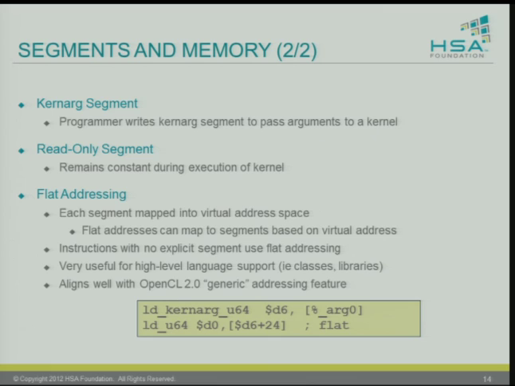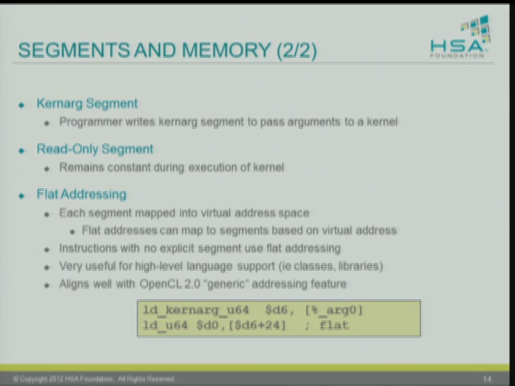The examples I showed before, there was a load from group memory. So I had to know when I generated that instruction that it was going to go to group memory. Flat memory removes that restriction because I can get there from the virtual address. That turns out to be extremely useful when you're writing classes or functions that take pointers. You can imagine if I had to pass a pointer to a specific segment like group memory, I had to know it was group memory so that I could generate group memory instructions.